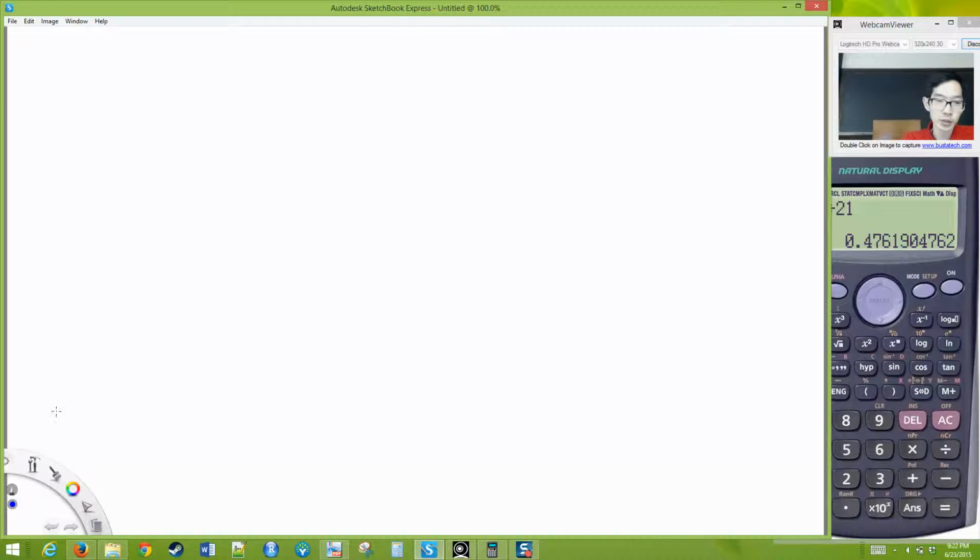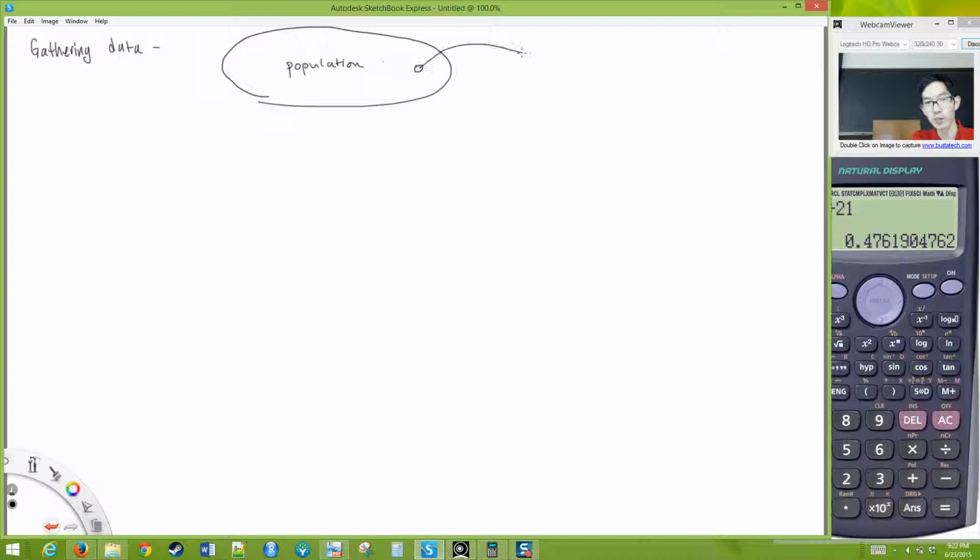Okay, so when we talk about gathering data, the idea is we have a population. The population is this big thing that we cannot observe directly. And so we're taking a little piece out that we're going to study, and this is our sample. How we select this is our process of gathering data. So this is selecting our sample or obtaining data.